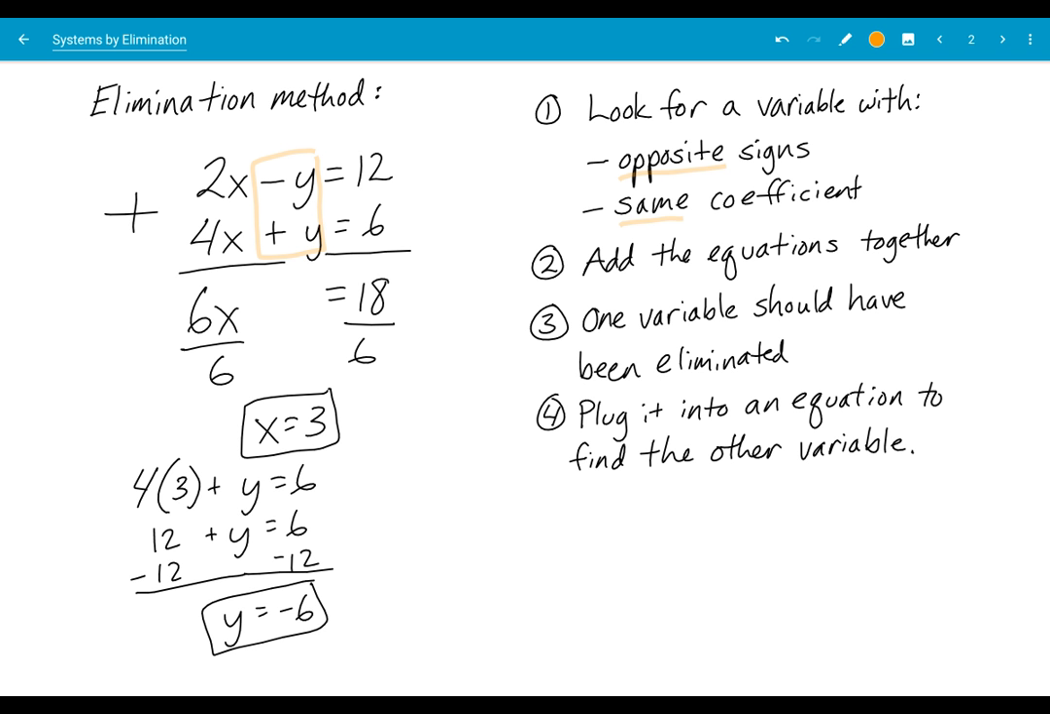Our next step is to add the equations together. When I do that step, the y's should be gone. They should be eliminated, so I'm able to get x all by itself. Now our last step is the same as it has been for the other forms of solving systems, and that's just to plug it back in to find the other variable. Not too hard, but it does depend on finding that variable with opposite signs and the same coefficient.